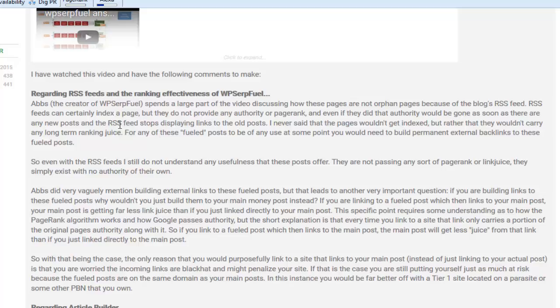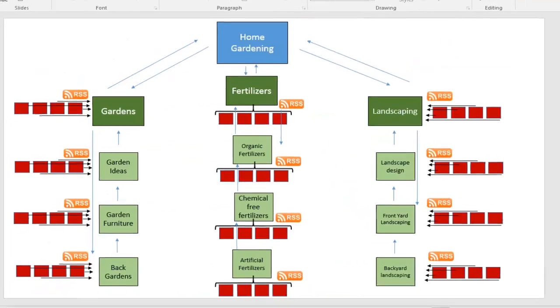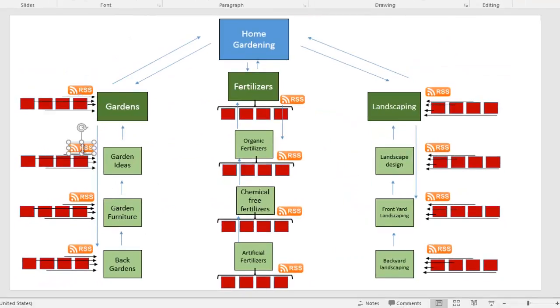When we talk about RSS feeds with what wpserpfuel does, let me just take you over to this one more time. What wpserpfuel does, it actually creates an RSS feed for every single, obviously, this is based on you having the Enterprise Plus edition. If not, then it creates another RSS feed, which is totally separate as well. But it creates an RSS feed for every post on your website. This RSS feed is not the RSS feed that your WordPress site creates.